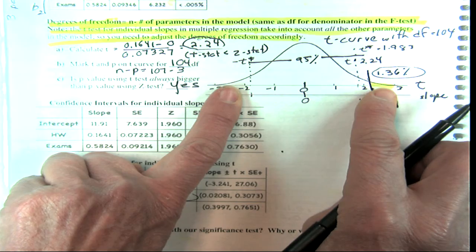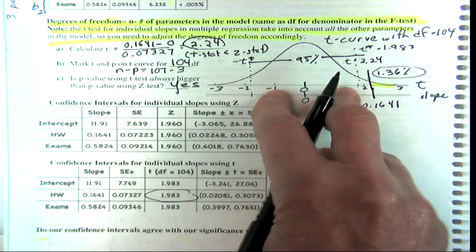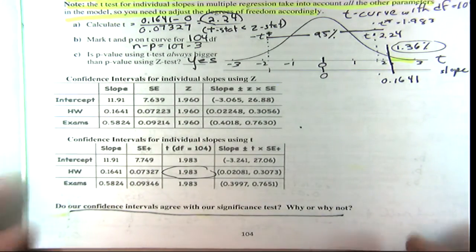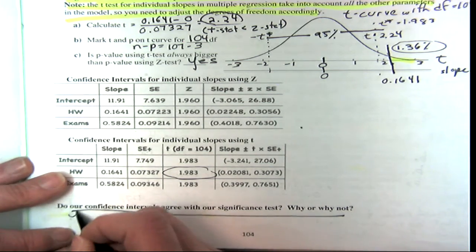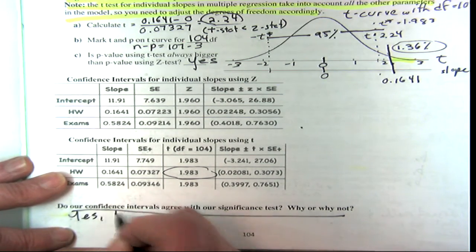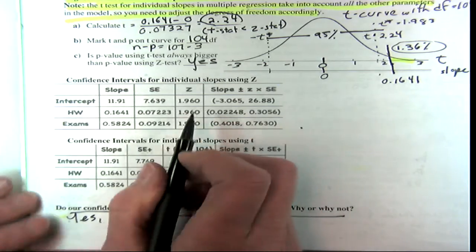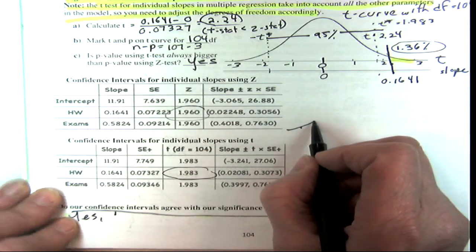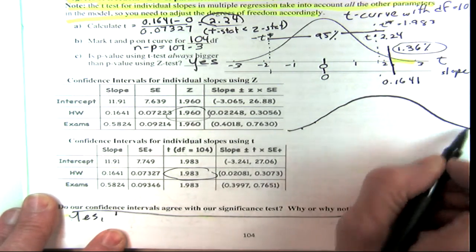So that's the idea of these critical values. Remember the question: do our confidence intervals agree with our significance test? Yes, they do, because look, 0 is not included in the confidence interval. I could do the same with the z-curve. It's just easier to draw it here.